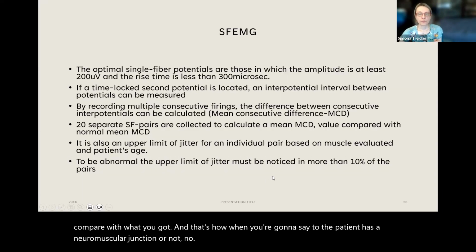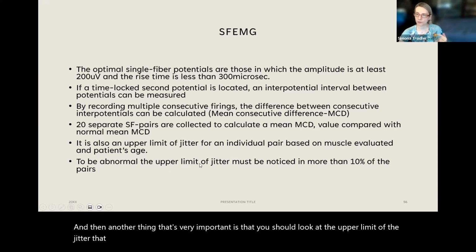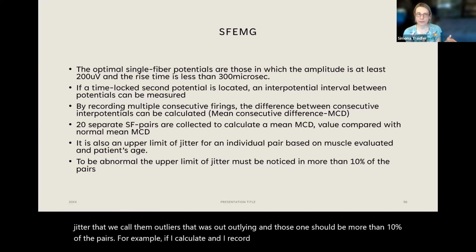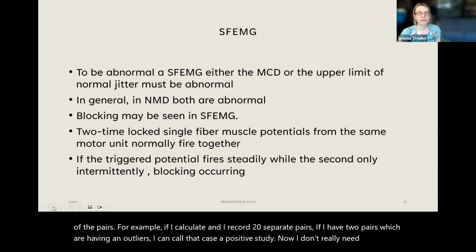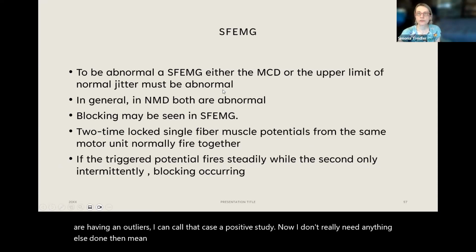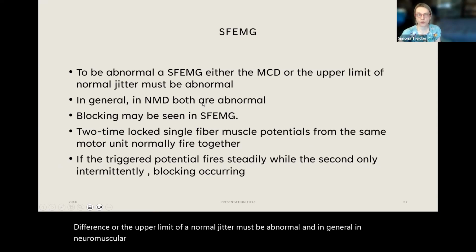And then another thing that's very important is that you should look at the upper limit of the jitter, what we call outliers, and those should be more than 10% of the pairs. For example, if I record 20 separate pairs, and I have two pairs which are outliers, I can call that case a positive study. I don't really need anything else done. Then the mean consecutive difference or the upper limit of a normal jitter must be abnormal. And in general, in a neuromuscular disorder, both are abnormal.